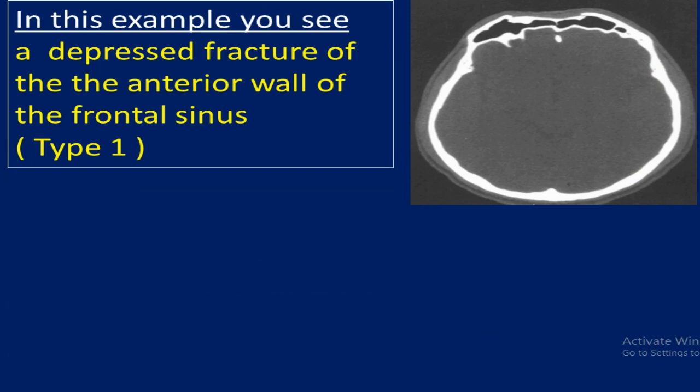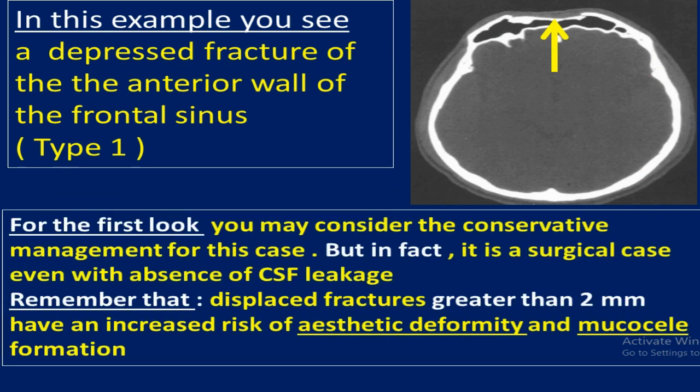In this example, you can see a depressed fracture of the anterior wall of the frontal sinus, i.e. it is type 1. For the first look, you may consider the conservative management for this case. But in fact, it is a surgical case, even with the absence of CSF leakage. Remember that displaced fracture greater than 2 mm have an increased risk of aesthetic deformity and mucocele formation.